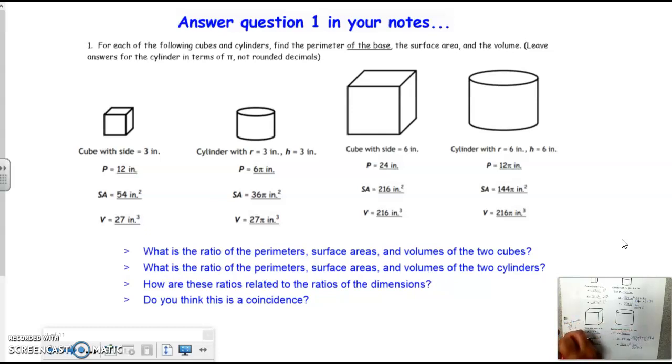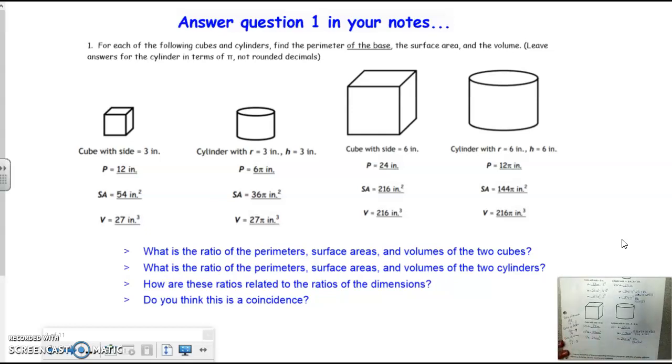Okay, now let's find the ratio of the area, which is your surface area. So we're going to do 216 over 54, and that gives us 4. Okay. And then we're going to do the volumes. So the ratio of volume is going to be 216 over 27, and that gives you 8.